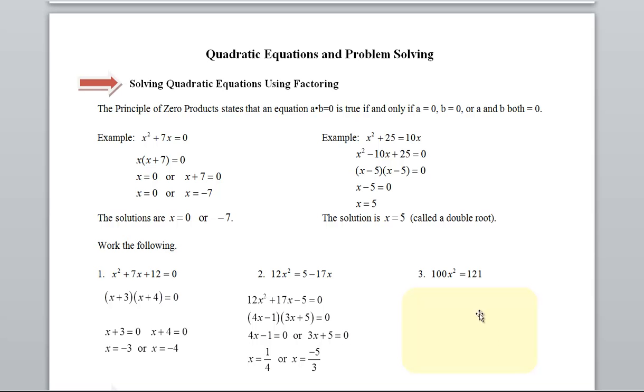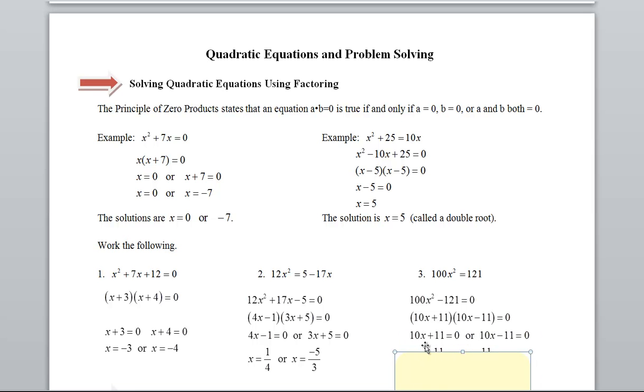Alright, let me look at the last one. I'm going to subtract 121 from both sides. Binomial, I have no common factor, so it is a difference of perfect squares. So I'm going to have 10x plus 11, 10x minus 11. Set them individually equal to 0.